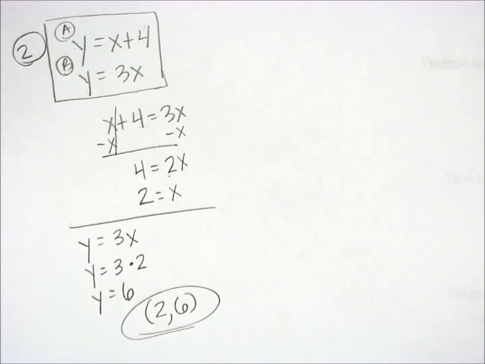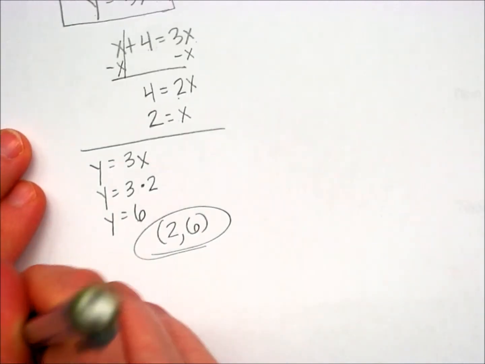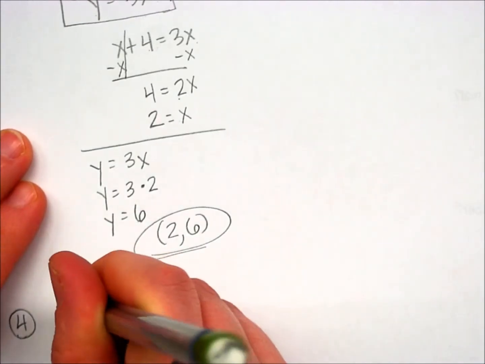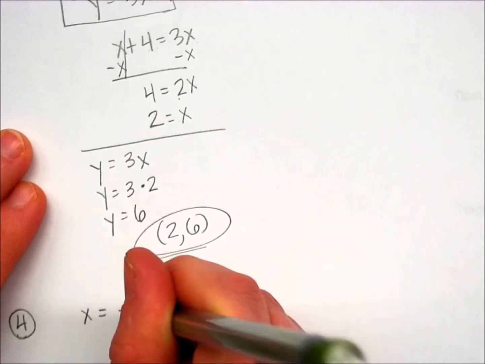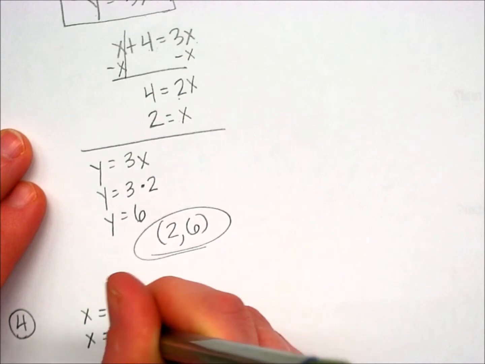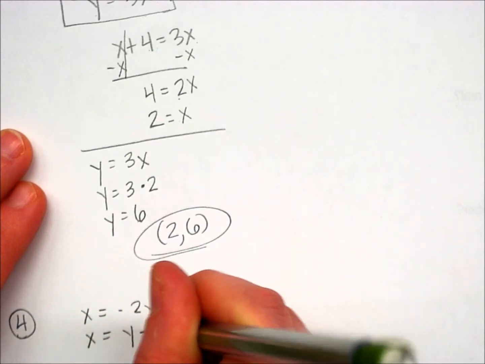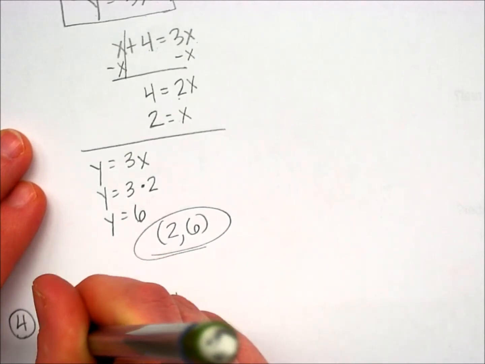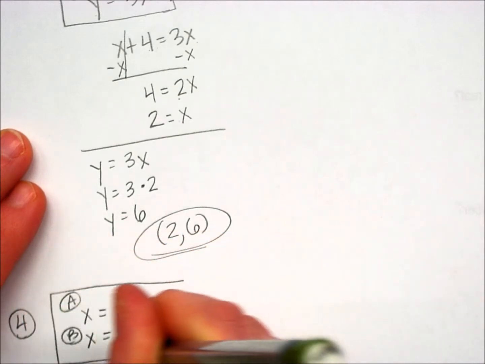Let's skip to number 4 for right now. Looking at number 4, my first equation is x is equal to negative 2y plus 1. And then the other one is x is equal to y minus 5. Go ahead and label those equations A and B.